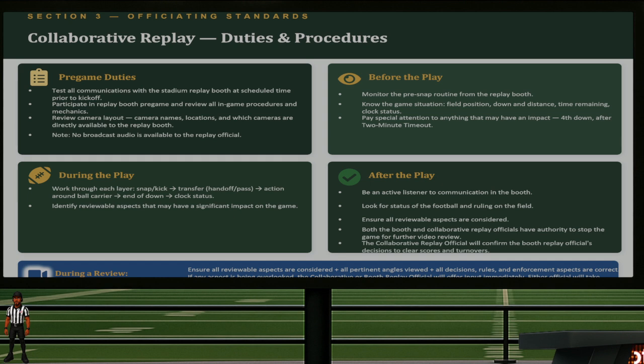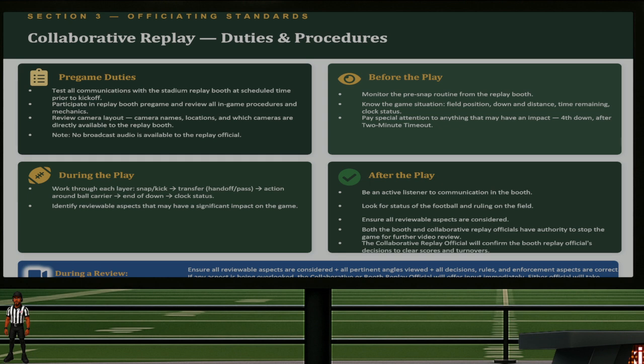Phase 4, after the play. Be an active listener to communication in the booth. Look for the status of the football and the ruling on the field. Ensure all reviewable aspects are considered. Both the booth replay official and the collaborative replay official have the authority to stop the game for further video review. The collaborative replay official will confirm the booth replay official's decisions to clear scores and turnovers.